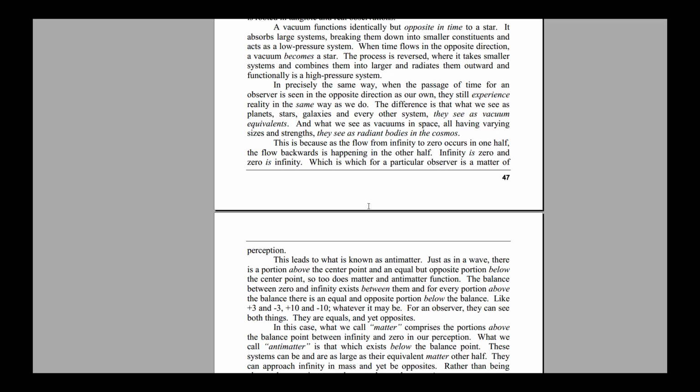is a high-pressure system. In precisely the same way, when the passage of time for an observer is seen in the opposite direction as our own, they still experience reality in the same way as we do. The difference is that what we see as planets, stars, galaxies, and every other system, they see as vacuum equivalents. And what we see as vacuums in space, all having varying sizes and strengths, they see as radiant bodies in the cosmos.